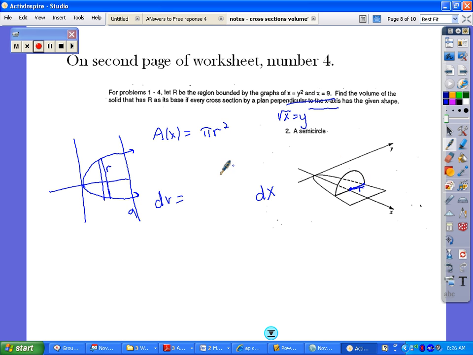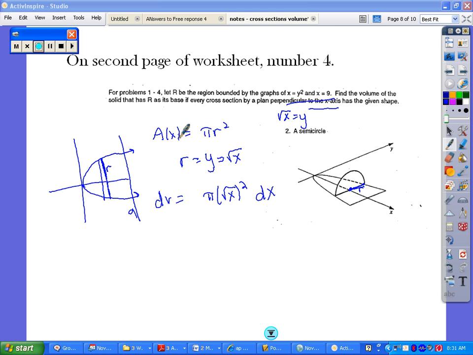So we're going to take that, and okay, we need the area, so we're going to do pi, and we have to figure out what our radius is. So our radius is this distance here, which is just the height of the function. So our radius is technically y, and in terms of x, that's the square root of x. So we're going to have pi times the square root of x squared, and that's going to be the volume of one of our cross sections. And so then, to find the volume of all the slices, we integrate.